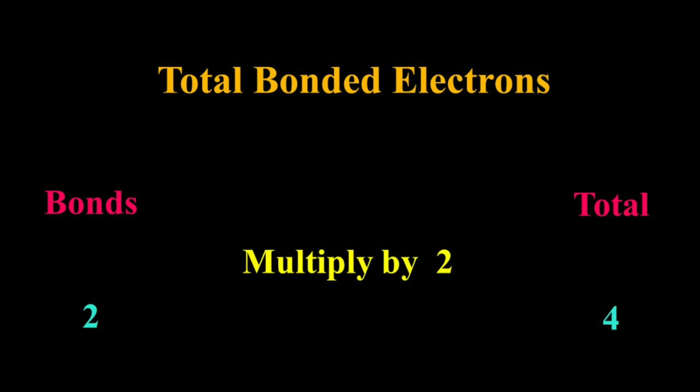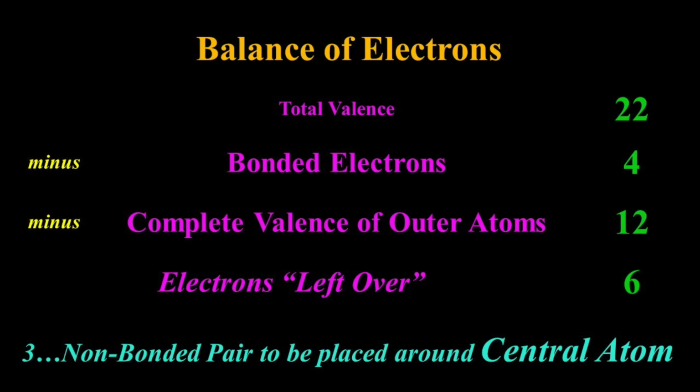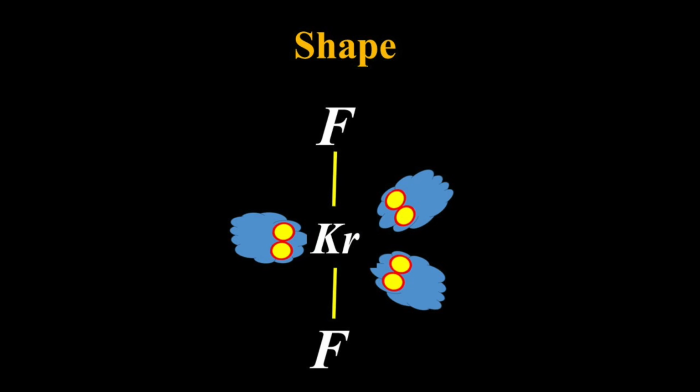So we have 4 electrons in bonds, and we have, how many electrons? So there's 2, right? So there's going to be 12 electrons in completing the valence. So that gives us 12 plus 4 is 16. And we have 6 left over. So that gives us 3 pairs, 3 non-bonded pairs. So the parent geometry is going to be trigonal bipyramidal. And so the shape is going to look like this.